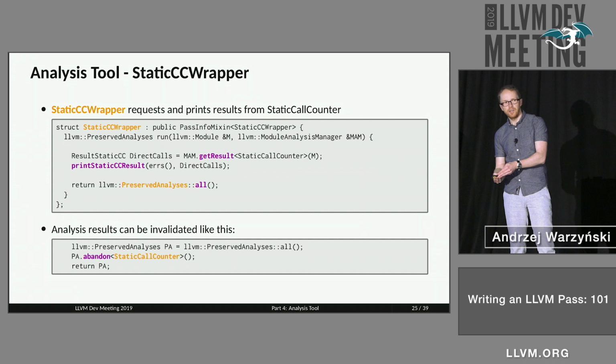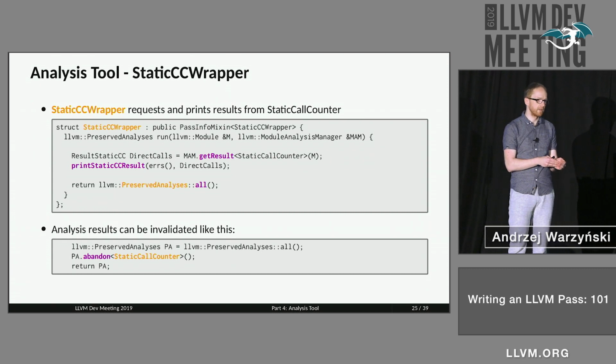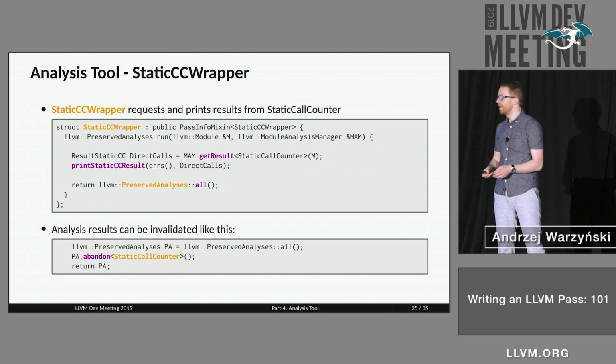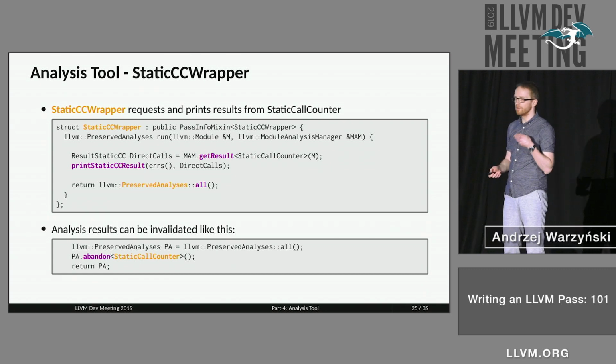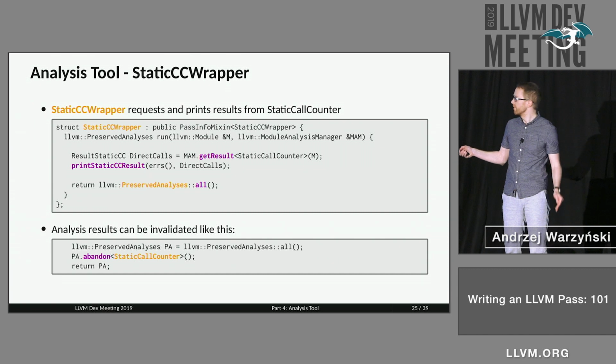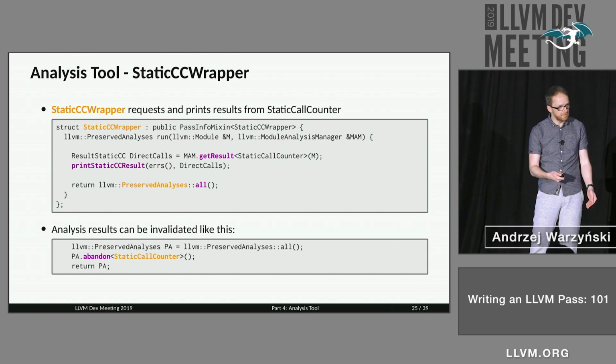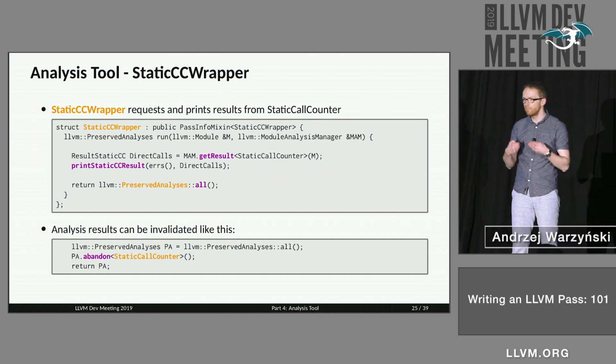We need a transformation pass that will request the results. So I'm just calling it StaticCc wrapper, as in StaticCallCounter wrapper. It's a transformation pass. We already know how to implement them. We know what they need to inherit from. Again, I need a run method that takes a unit of IR on which I want to run. And I also need a module analysis manager. This time, I will be requesting results.